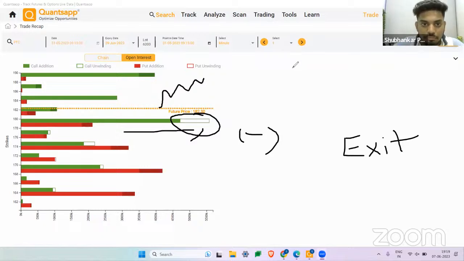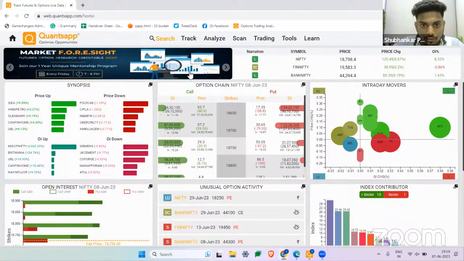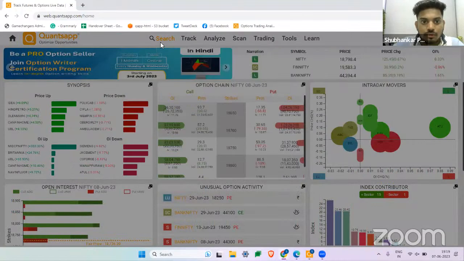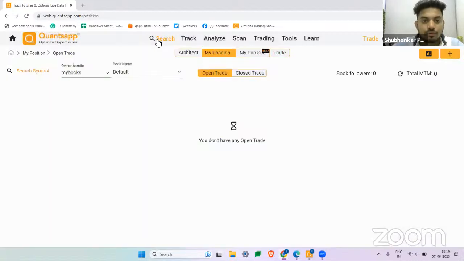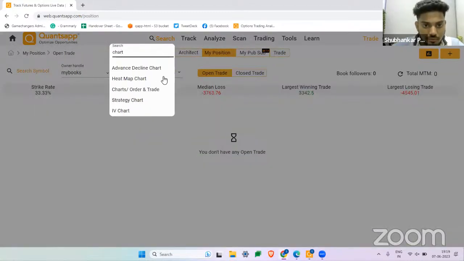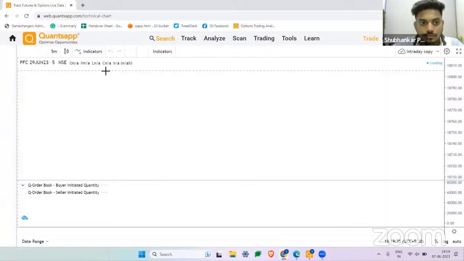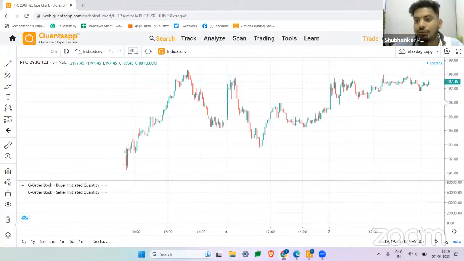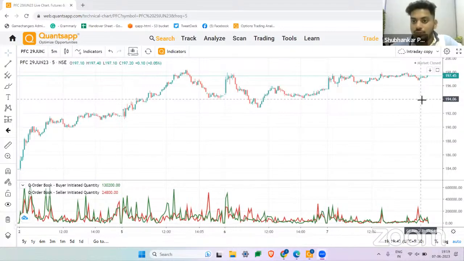And where is PFC now? PFC has closed higher. Let me show you the price of PFC. Chart, order and trade. So this is PFC. It is at 197. The PFC that was at 182, where has it gone? It has gone to 197, which is a very huge jump in PFC.